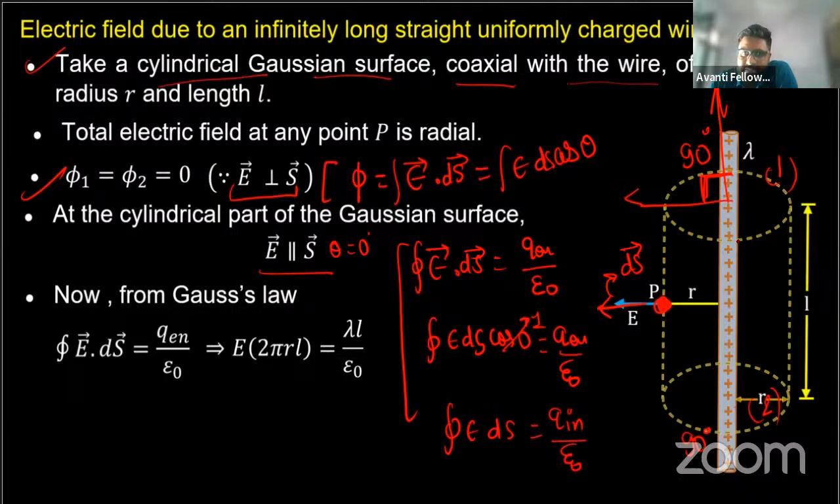How much charge does this Gaussian surface contain? Does it contain the total charge? No, because this is the infinitely long wire. So it does not have the complete charge. How much charge does it have?